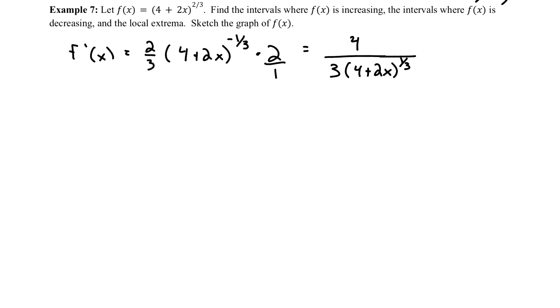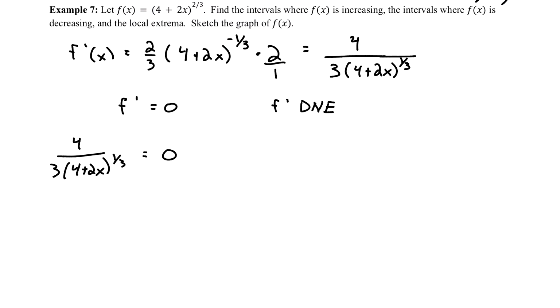My next step, what do we want to do here next? We want to think about critical numbers, which means we need to think about places where f prime is equal to 0 and places where f prime does not exist. So first, if I take my derivative and set it equal to 0, I'll have 4 over 3 times (4 plus 2x) to the 1/3 power is equal to 0.